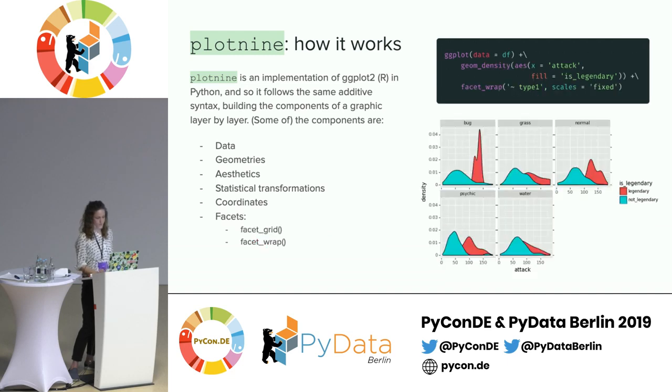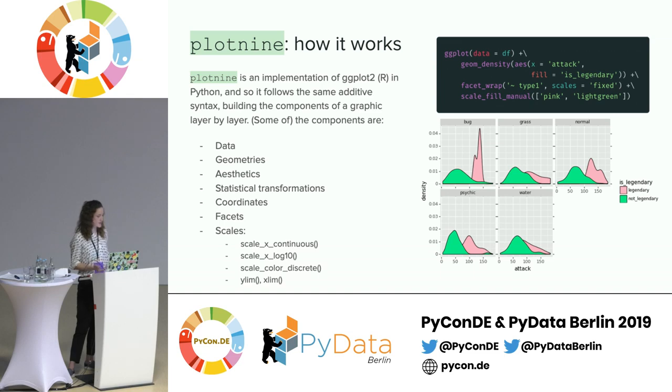And then we have facets. So let's take a step back and say, okay, I want to look at how the attack capacity of these Pokemons is distributed, split between legendary and non-legendary, and how big this difference is based on the Pokemon type. So we facet on the Pokemon type, we keep a fixed scale so we can compare each facet element to each other. And then inside each plot, we have the density distribution of the attack skill of the Pokemon.